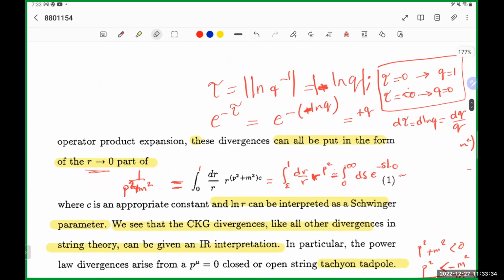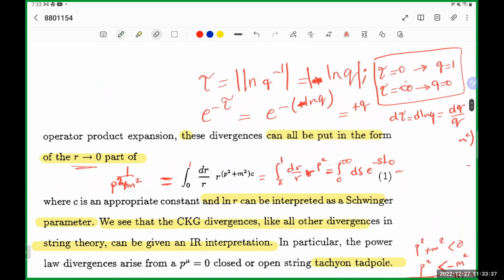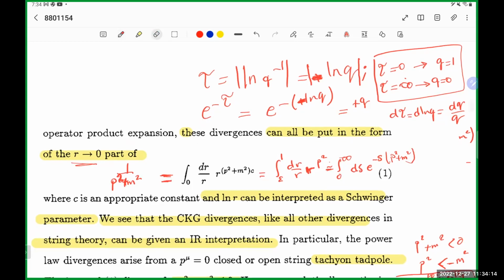Yes. So dr by r, I can express as ds, which is the Schwinger standard Euclidean Schwinger parameter, right? And you can get to e to the minus s times L0, where L0 is going to be the string theory Hamiltonian, the generator, for the free string. So I'm going to write here s times p squared plus m squared, to be consistent.